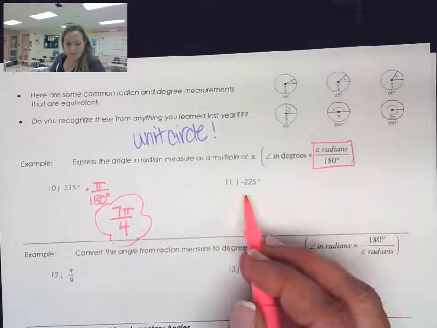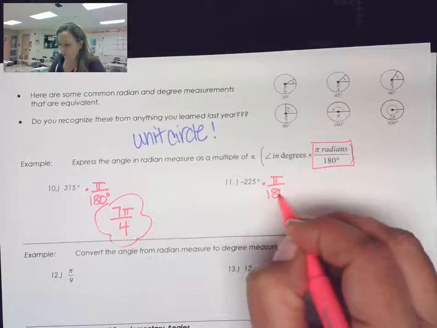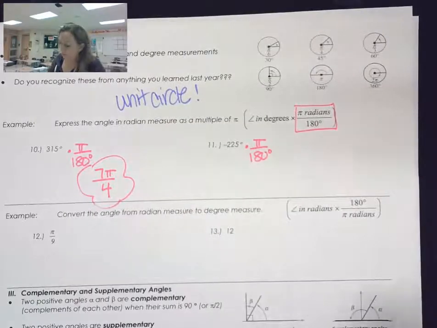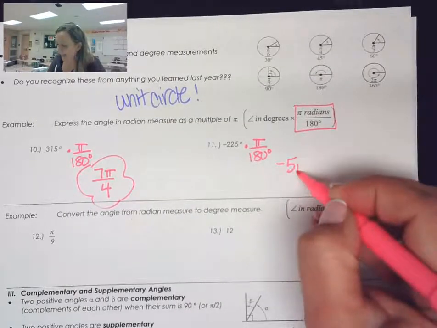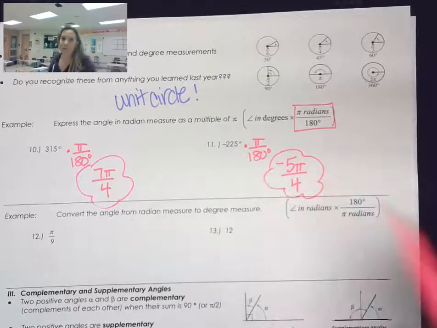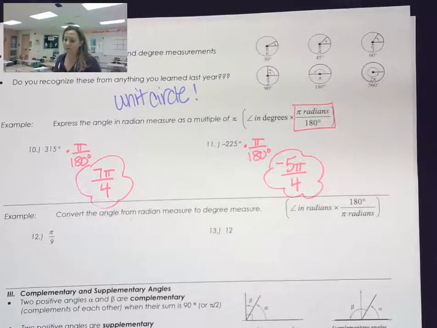We would do the same thing for negative 225. I guess to start, you could multiply by pi over 180 and then simplify. When you simplify, you do get negative 5 pi over 4. But again, as we go further through the chapter, you'll want to recognize negative 225 right away as negative 5 pi over 4 without doing a conversion.